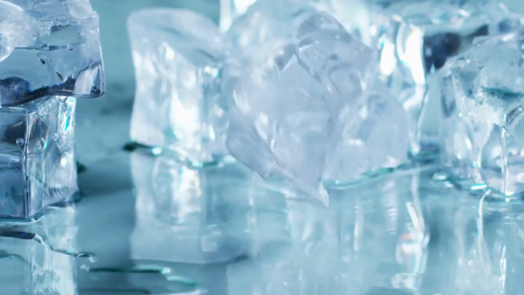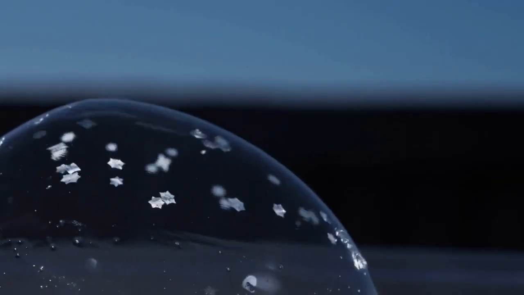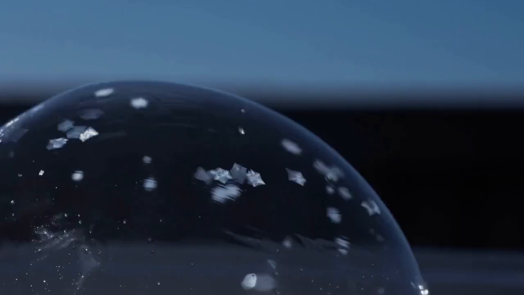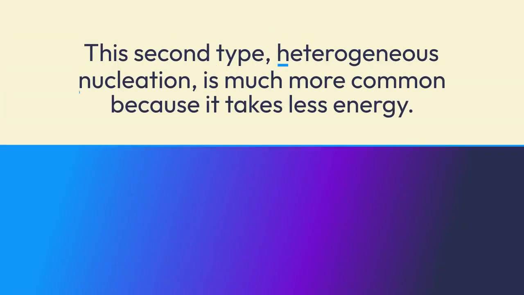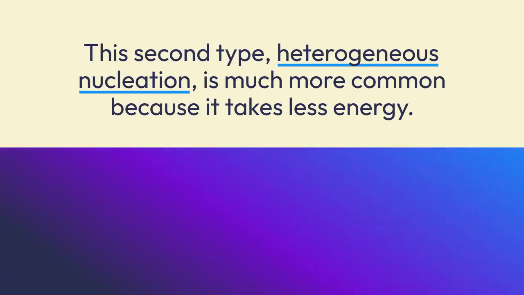This can happen randomly in a very pure liquid, which is called homogeneous nucleation, or it can happen on a surface, like a speck of dust or the side of the container. This second type, called heterogeneous nucleation, is much more common because it takes less energy.